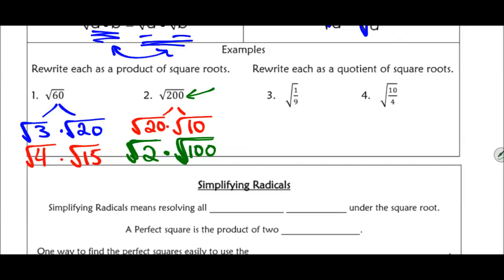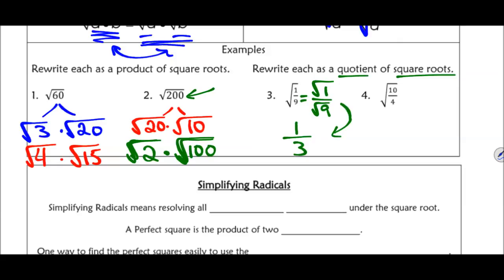Same thing with the quotient. I'm going to split this into two separate square roots, the square root of 1 and the square root of 9. Actually, that's following the instructions. It's saying rewrite it as a quotient of square roots. That is the quotient of two square roots. We're dividing two square roots. But I'm going to simplify that further just because I know I can simplify that. That is the exact same thing as 1 over 3. The square root of 1 is just 1. The square root of 9 is 3.